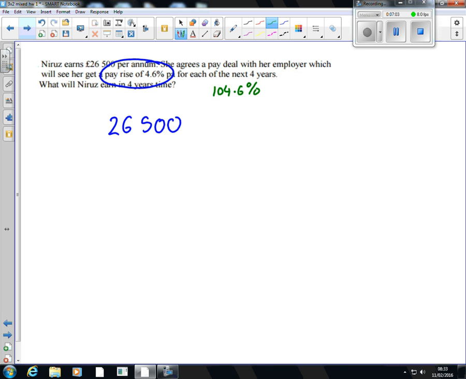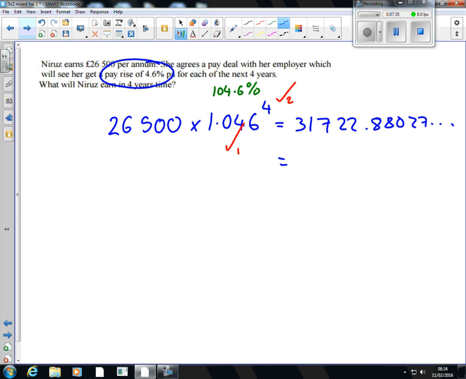104.6% of what she had originally. So I'm going to turn that into a decimal by dividing by 100. It's going to be times 1.046. That 1.046 gets you your first mark. Because it's happening for the next 4 years, it's going to be to the power 4. That gets you your second mark. And then if you equals it, 31,722.88027. Because it's money, it'll have to be to 2 decimal places. That 0 will round down, so that is your answer there, and that's your third mark.